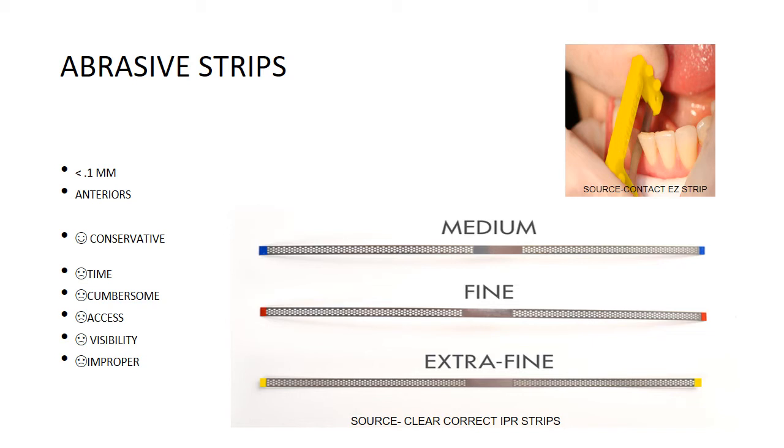The disadvantage is that it needs a lot of time, and it is very difficult to perform the same procedure in the posterior because of lack of visibility and lack of access. These strips are usually very cumbersome in use because they are flimsy, they are not very stable, and they are strip-like structures, so they cannot be used very conveniently in the posterior region. There is also a risk of trauma to the interdental papilla when using the same strips in the posteriors.